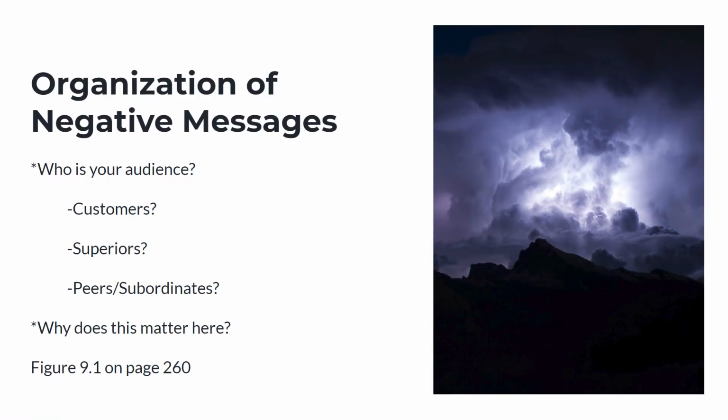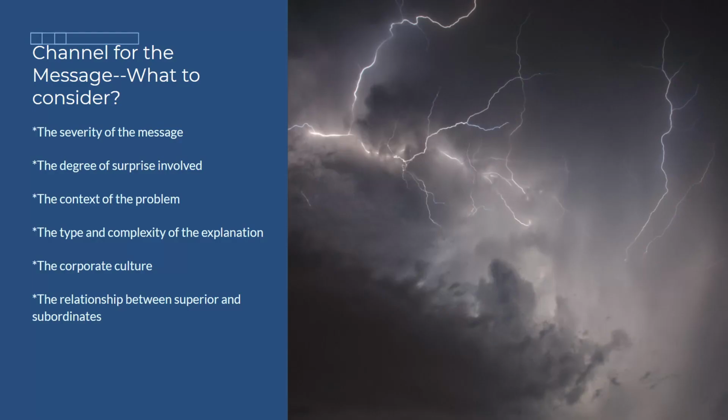So we want to think about how we organize negative messages. First, we want to consider who your audience is, and why does it matter? We're going to communicate negative messages differently to our peers, to our subordinates, to our superiors, to our customers, and it depends on who they are and the way that we communicate that. If you want a further breakdown of that, you can check out Figure 9.1 in your textbook to help you understand the nuanced differences between those. And in your assignment for the week, we'll also want to make sure you're communicating in the right way to the right audience.